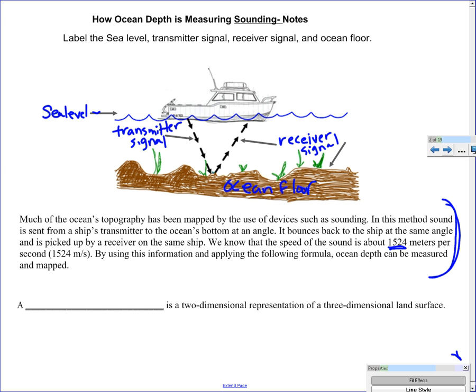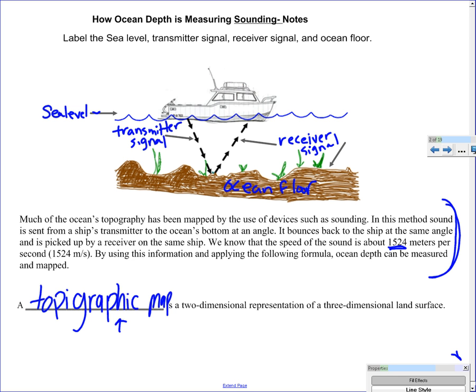What in this paragraph fits in this blank here? A blank is a two-dimensional representation of a three-dimensional surface. This is something that we draw out to be able to determine the ocean floor depth and show its features. Topographic, what kind of topographic? Map, or called topographical map or topographic map. And that's just a two-dimensional representation of a three-dimensional surface.